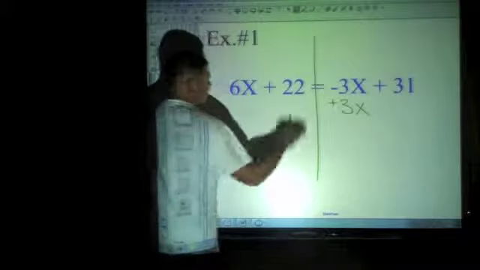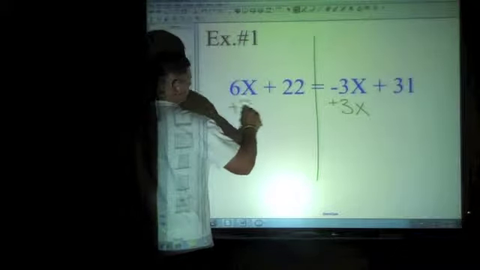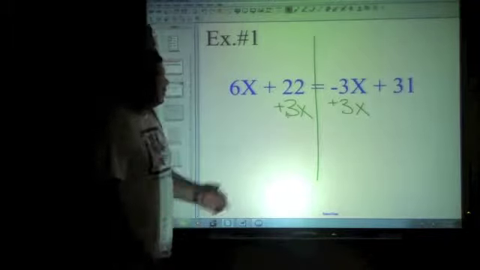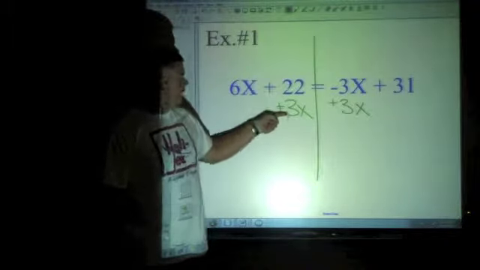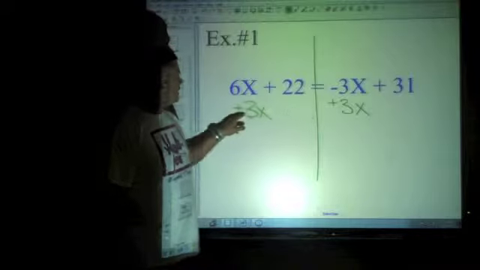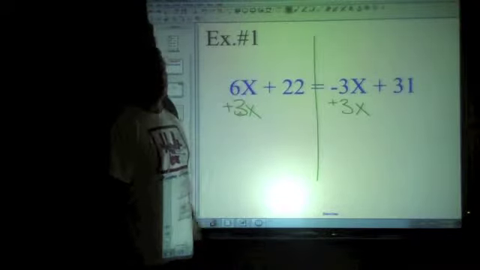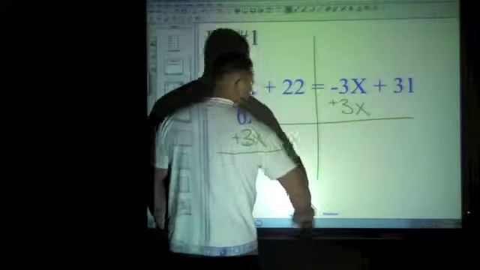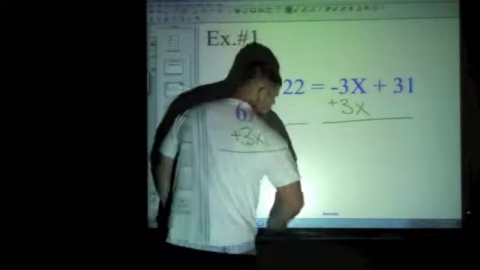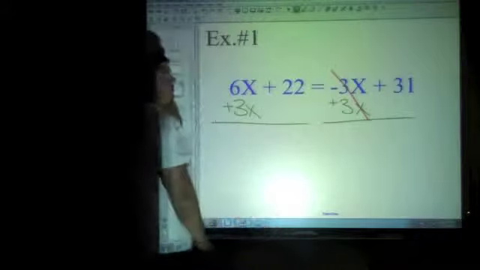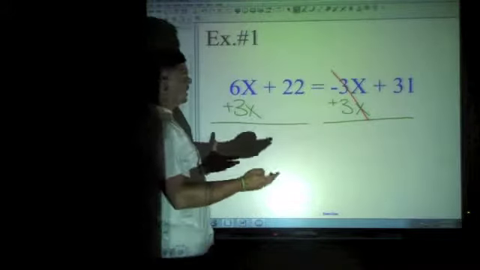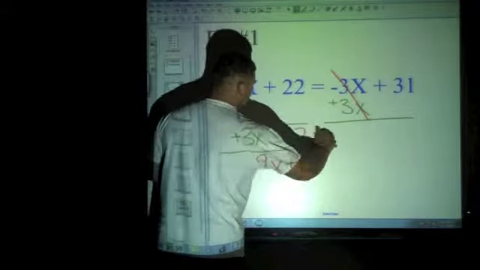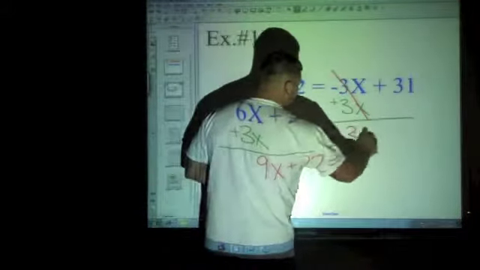So we're actually going to come over here, and I'm going to add 3x. Now on occasion, I've seen people put the 3x right here. We don't want to put it underneath the 22 because they're not like parts. We want to put it underneath the 3x because they are like parts. Now, we can go ahead and add these. The negative 3x and the positive 3x are opposites of each other. They cancel out. 6x plus 3x is now 9x. We still have 22 here, and that equals 31.